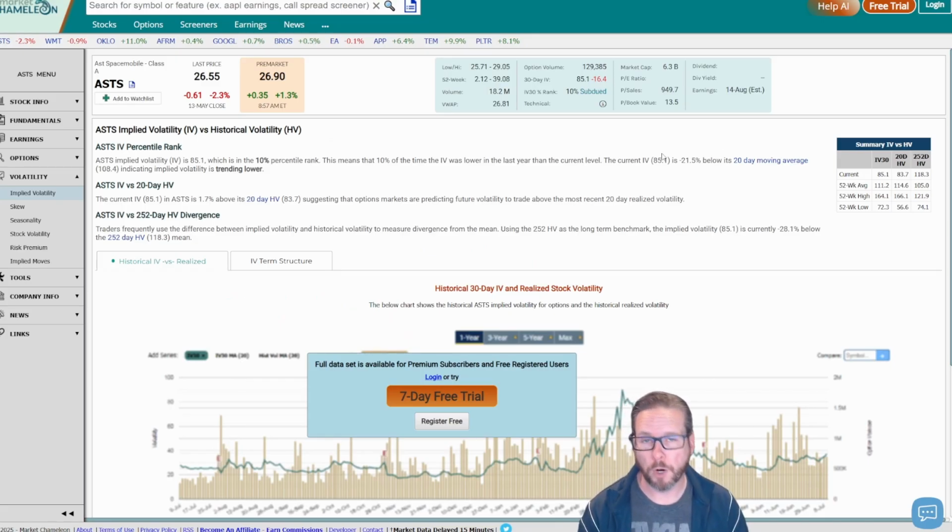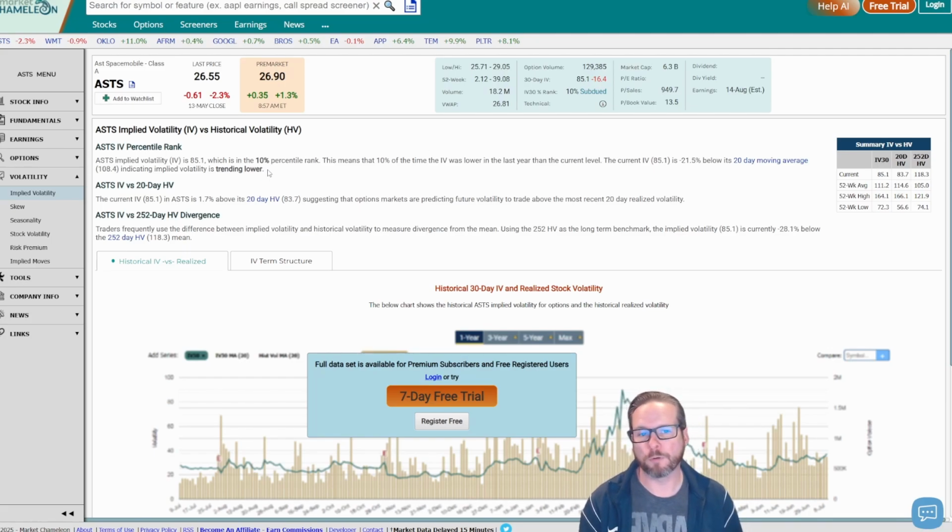So here we are looking at Market Chameleon. You can choose any website you want; this is just the first hit. I took a quick look and it shows that we've got an IV of 85.1, which is a little bit lower than what it's been. It's in the 10% and it says subdued. I don't actually know what subdued means. Fancy word. But here they give a little bit more information on the IV rank, and it says it's in the 10th percentile rank, which means only 10% of the time the IV has been lower than what the current level is.